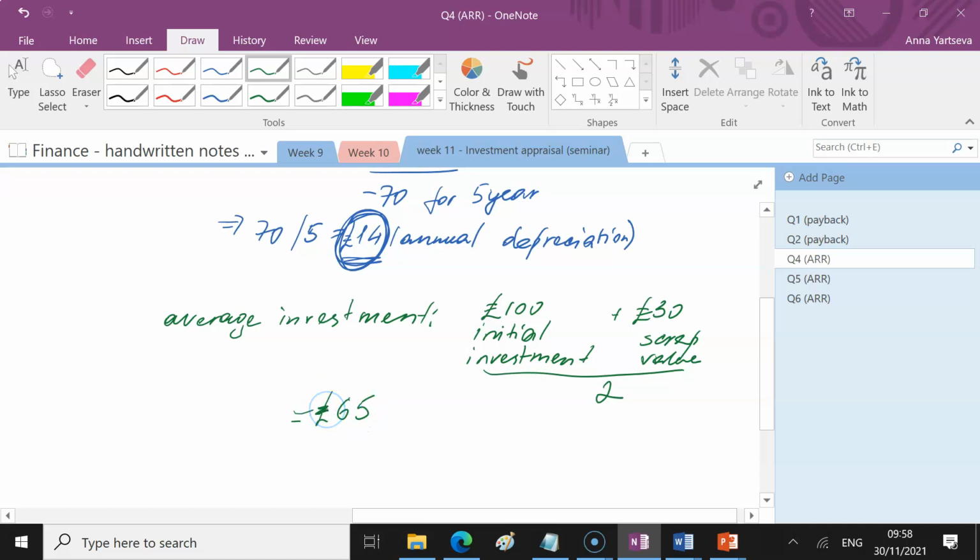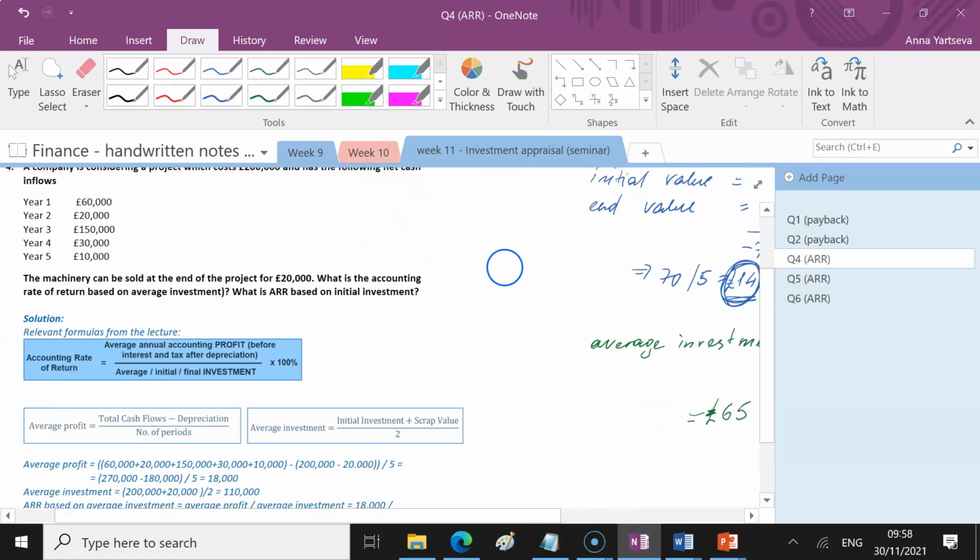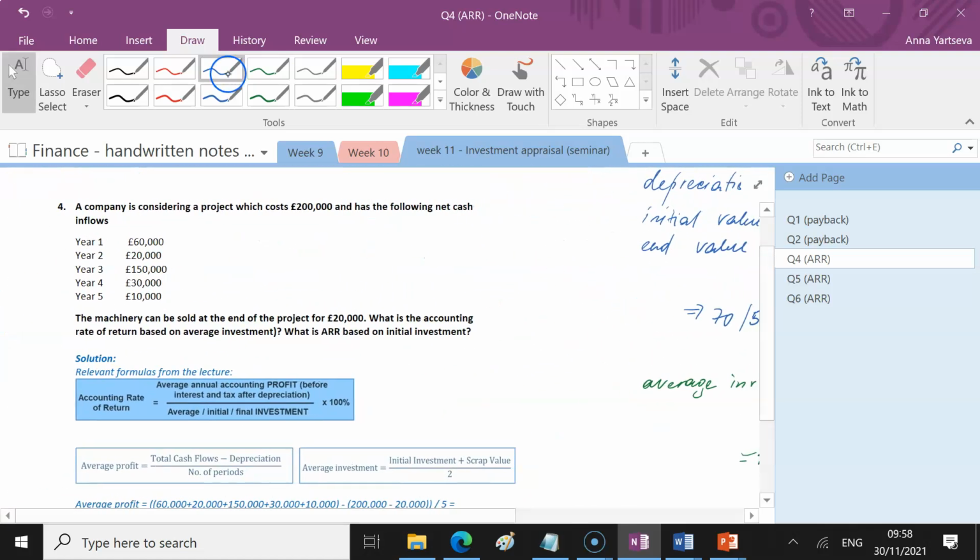Apparently, the result will be totally different depending on whether you use 100 pounds as a denominator or 65 pounds. Please pay attention to this when you do calculations. So now let's apply these formulas. Let's do this particular case.